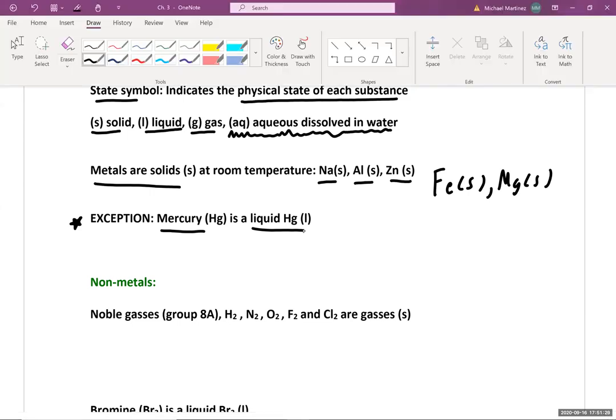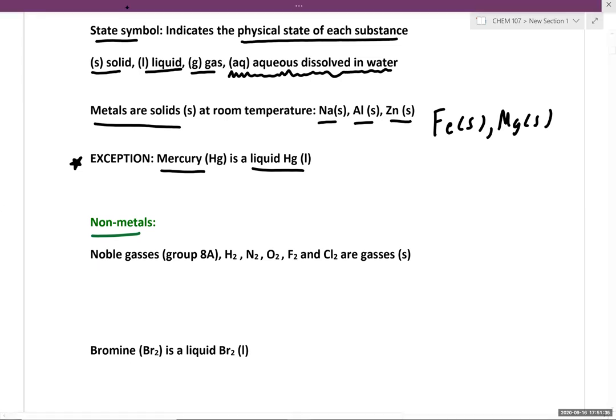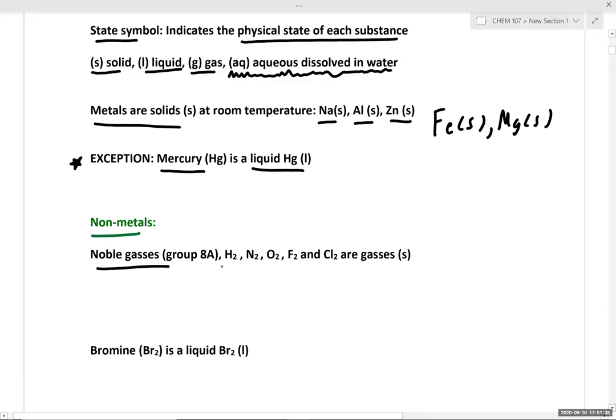For our nonmetals, the noble gases, hydrogen, nitrogen, oxygen, fluorine, and chlorine are all gases. So for example, hydrogen would be written as H2 gas. Noble gas, what noble gas should we discuss? What noble gas? Neon. Noble gases are atomic elements and they're also gases. That's in the name.